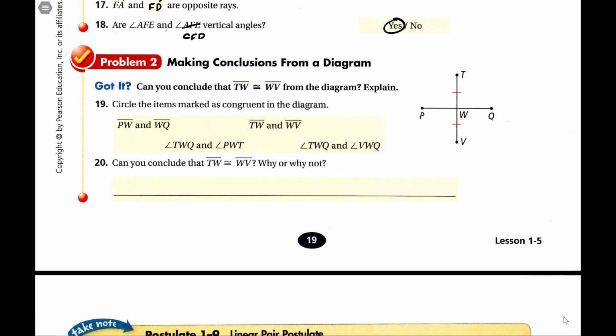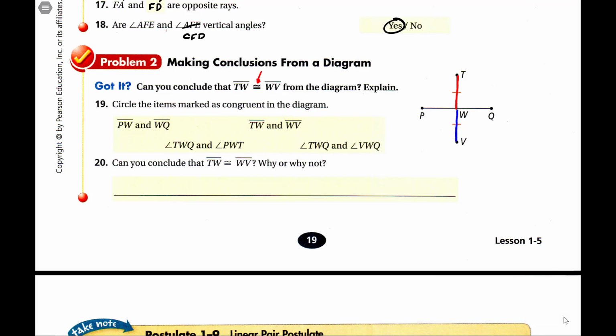Problem number 2, making conclusions from a diagram. Can we conclude that segment TW is congruent to segment WV? If we haven't looked at it already, or if you don't recall, this symbol right here means congruent. So our segment TW and WV congruent. TW is this segment here, and WV is this segment here.